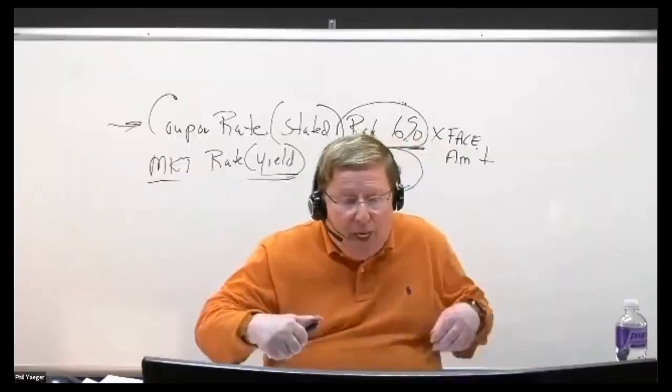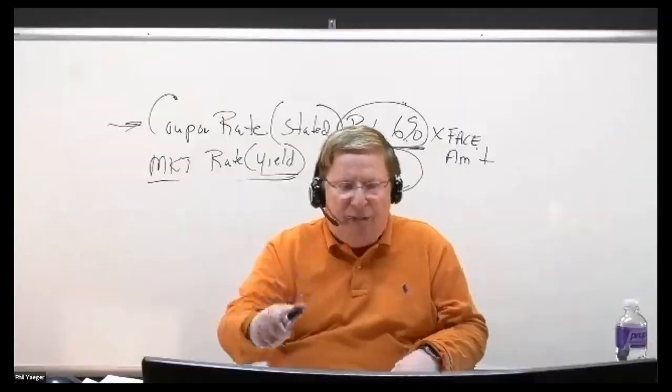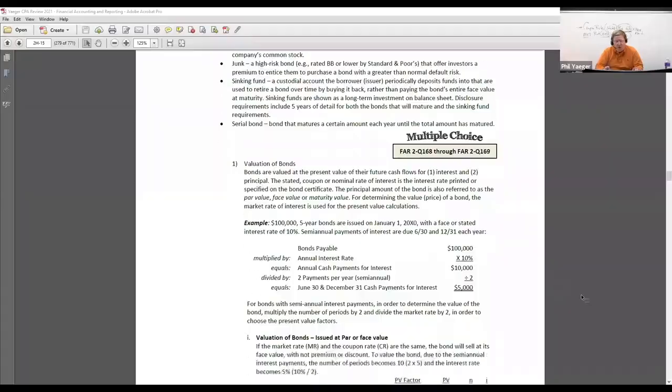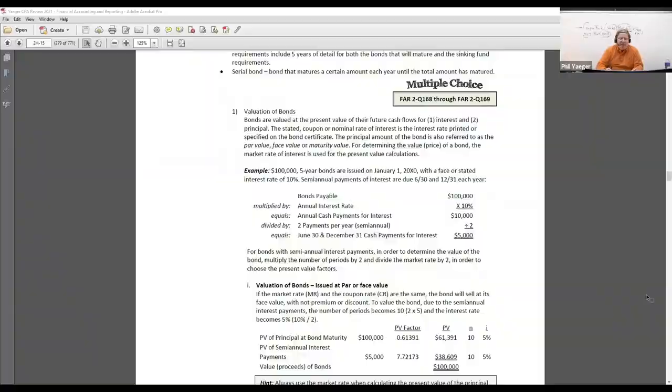All right. Now, let's go to page 2H15. Sonny, 2H15. Now, let's talk about valuations of bonds. And by the way, we'll be doing questions also. Now, it says here, bonds are valued at the following. To determine the issue price of bonds, you're going to take the present value of the principal of bonds, and also, you're going to take the present value of the interest payments of the bonds. Those two amounts added together should give you the issue price.